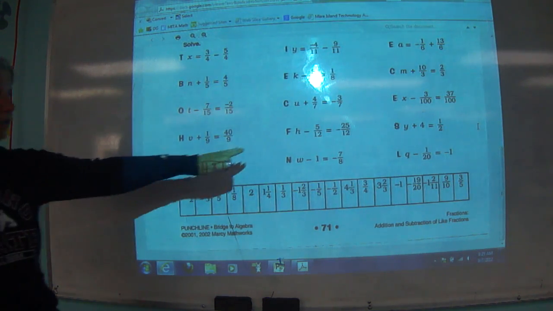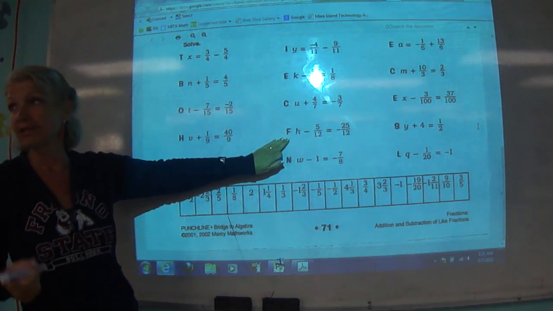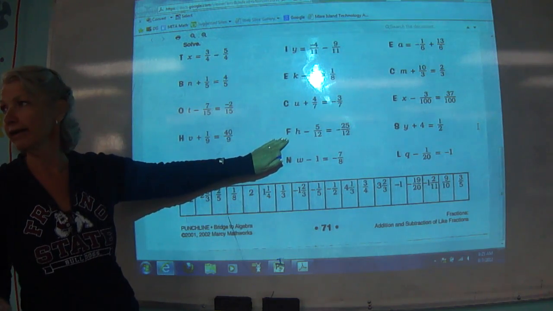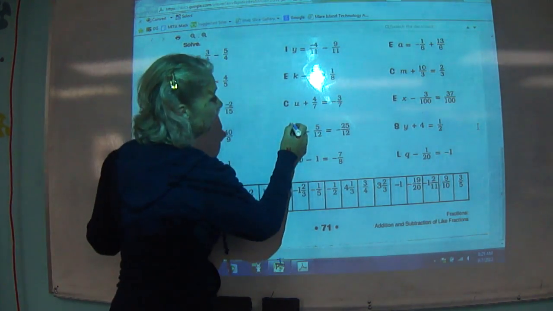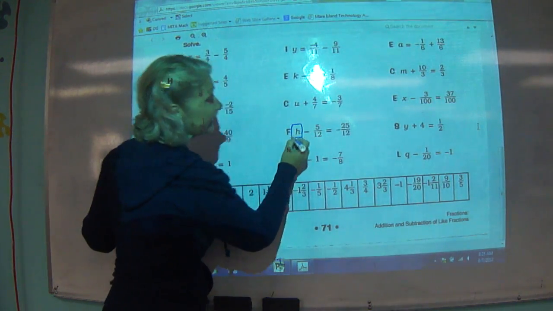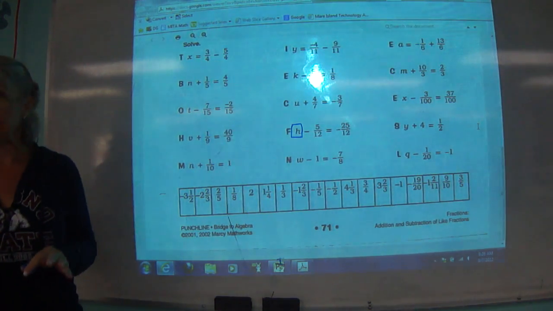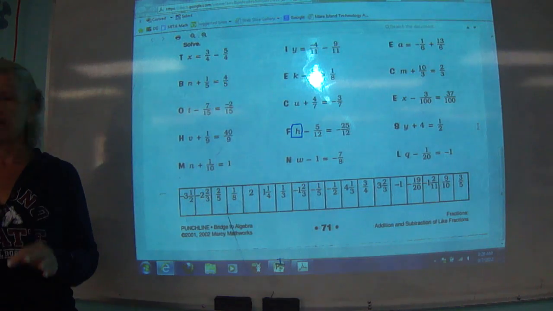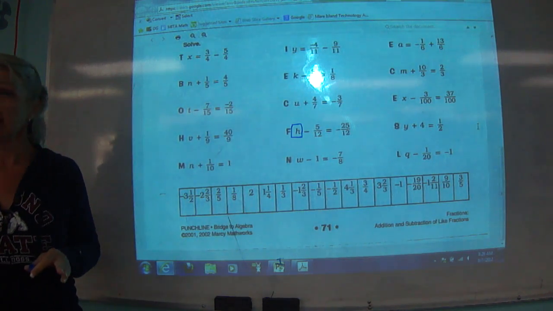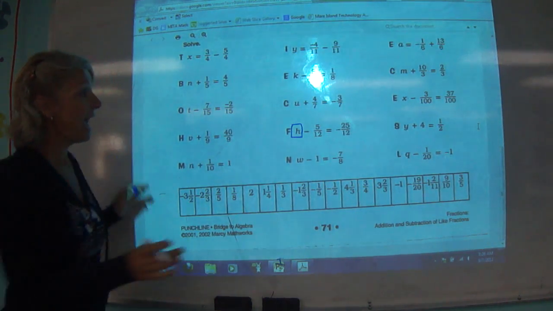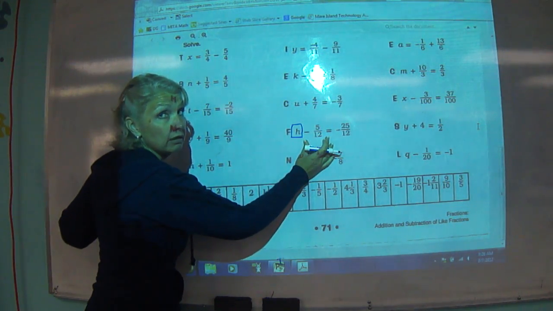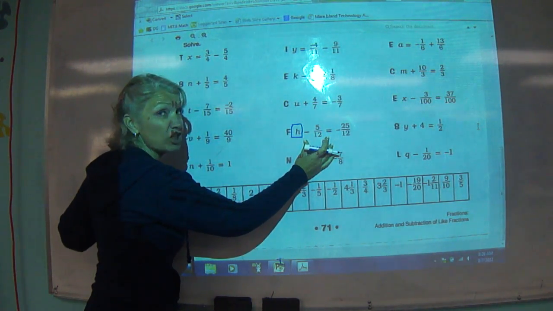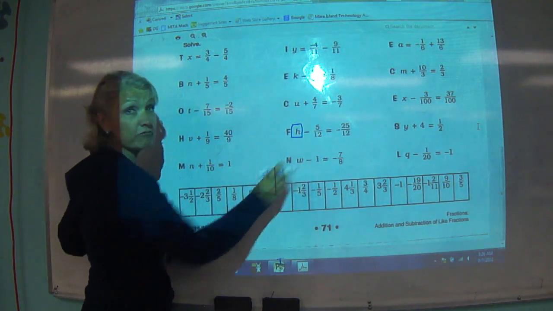Okay? So why don't we look at letter F? Because we're in F land, right? The whole key is to isolate the variable. That's our goal with any equation. Get the variable by itself. We do so by adding the opposite. So what do we have here? 5/12, but we actually have negative 5/12.